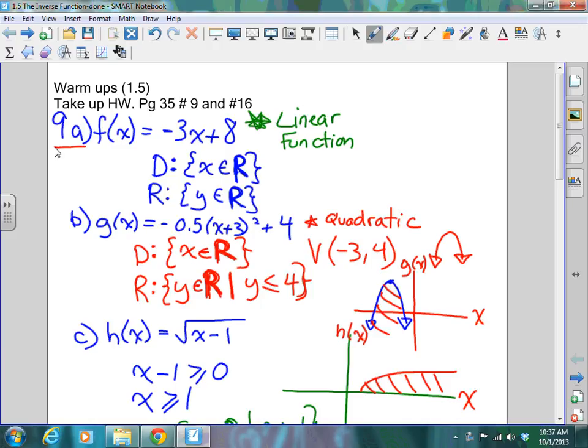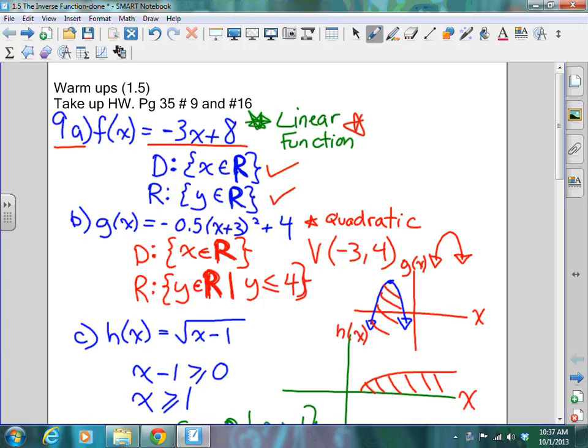So for 9a, ladies and gentlemen, they give you a function which is f of x equals negative 3x plus 8. Hopefully looking at that function, you realize that it's a linear function, and because it's got the slope and the y-intercept, you know there's going to be no restrictions either left, right, or up, down. So your domain is that x belongs to a set of real numbers, and your range is such that y belongs to a set of real numbers.